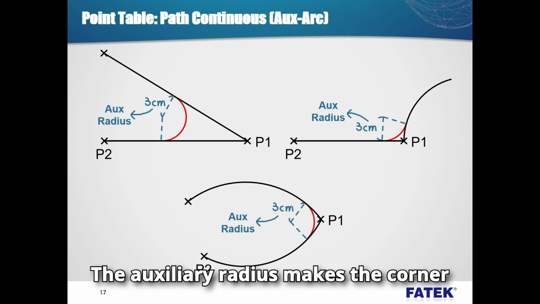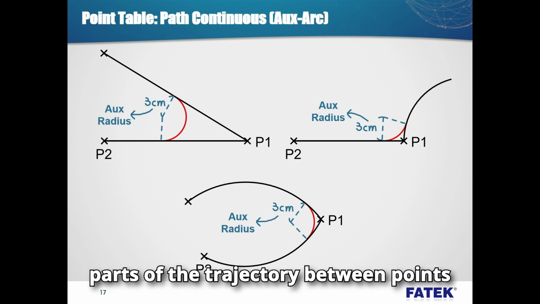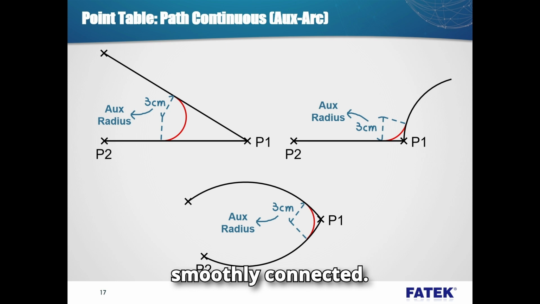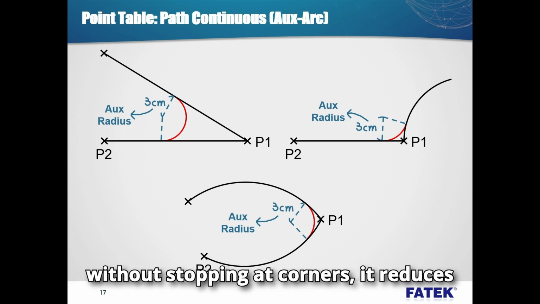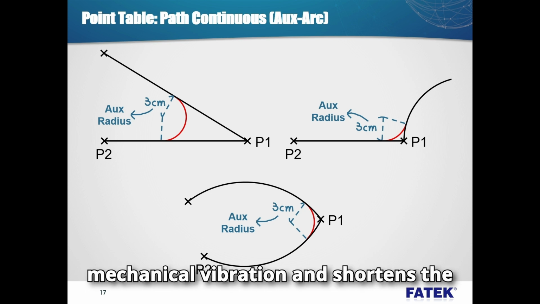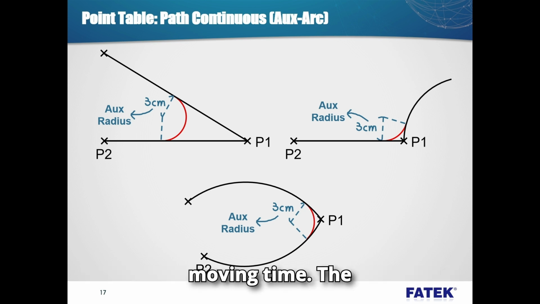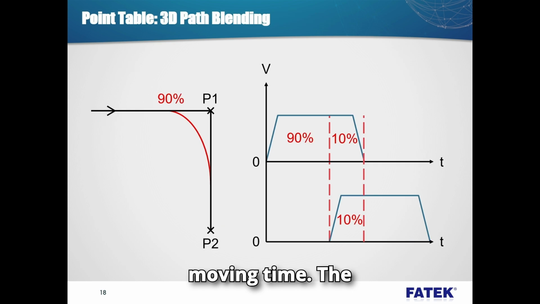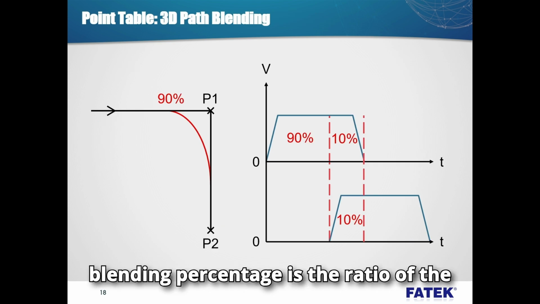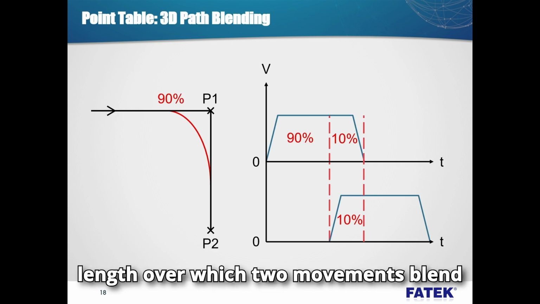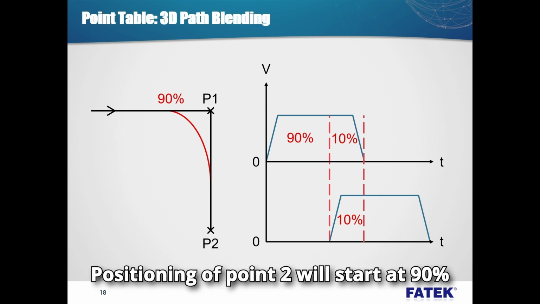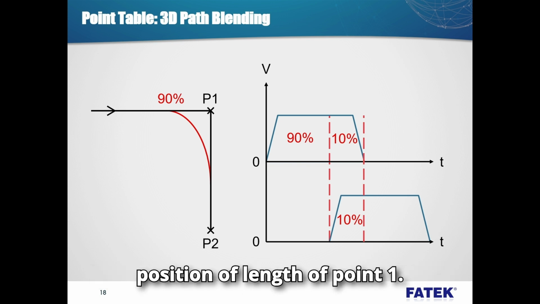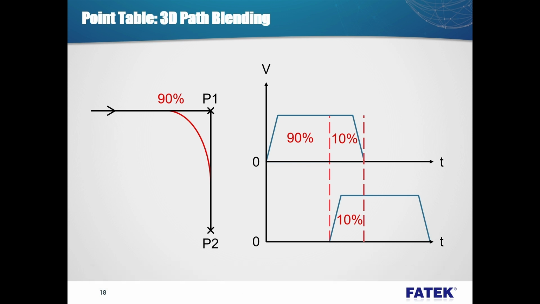The auxiliary radius makes the corner parts of the trajectory between points smoothly connected. As continuous arc motion can be performed without stopping at corners, it reduces mechanical vibration and shortens the moving time. The blending percentage is the ratio of the length over which two movements blend together. When the blending value is 10%, positioning of point 2 will start at the 90% position of the length of point 1.